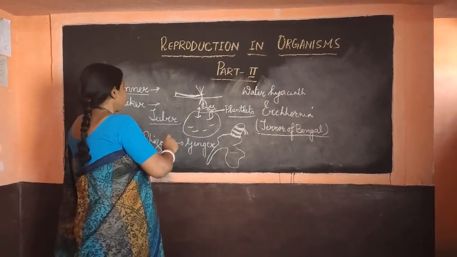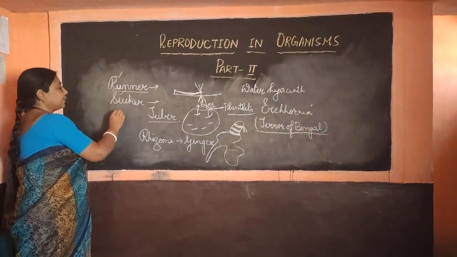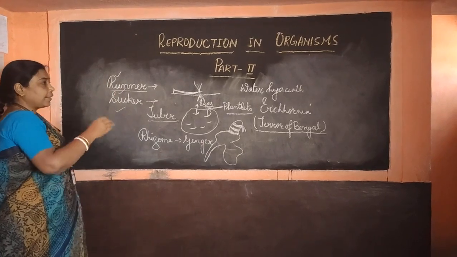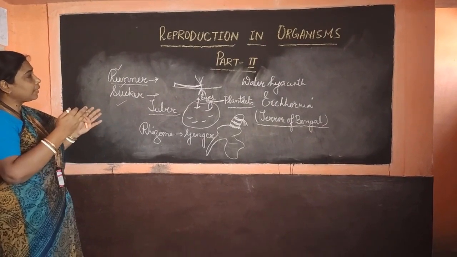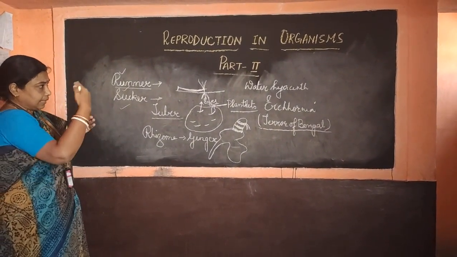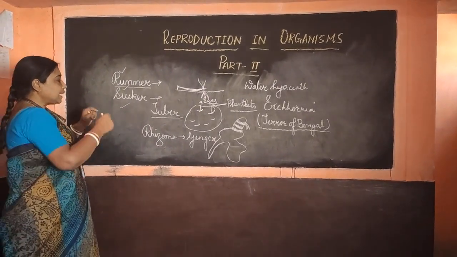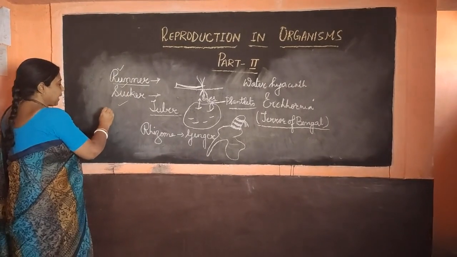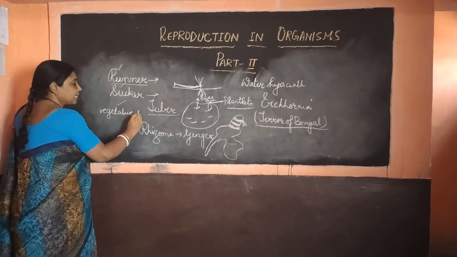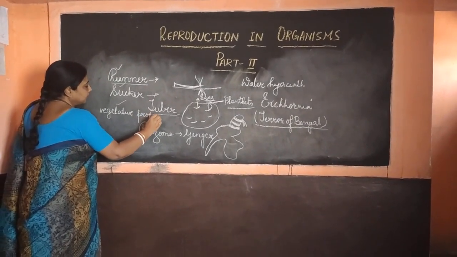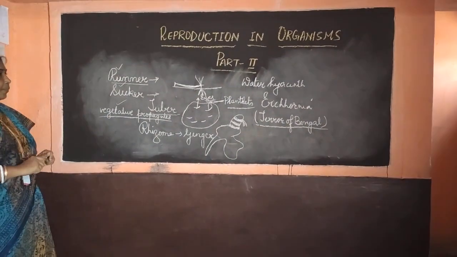So ultimately we come to the conclusion that runners, sucker, rhizome and tuber are all vegetative units which are responsible for vegetative propagation, and these units are known as vegetative propagules. Now this is not the end of vegetative propagation.